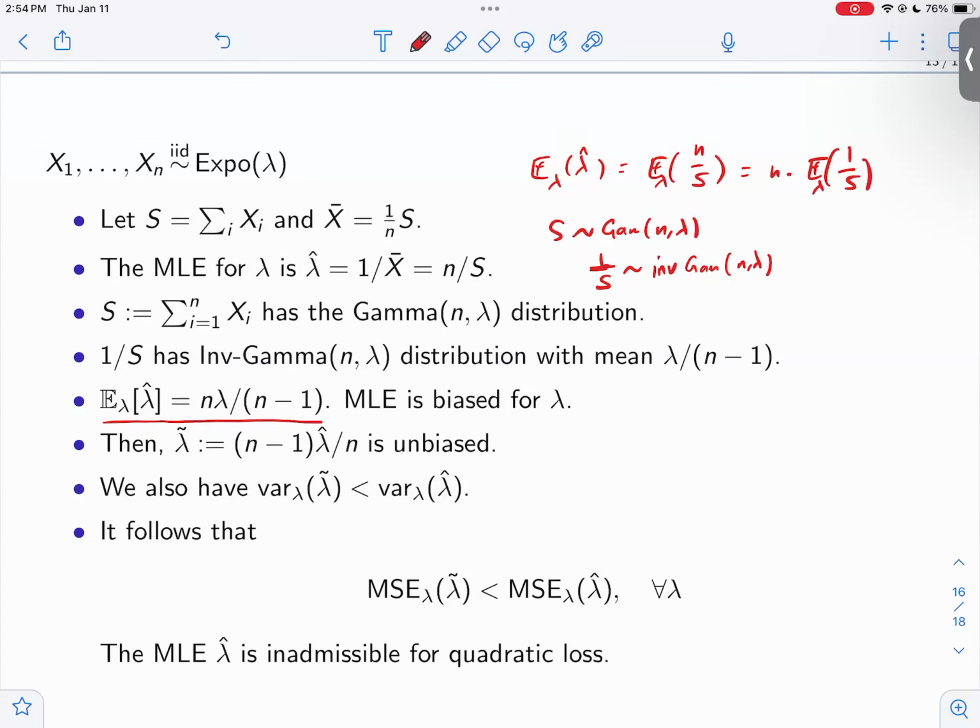Right. So you have the MLE, and you define a new estimator, which is n minus 1 over n times lambda hat. Then the expectation of lambda tilde would be that factor times the expectation of lambda hat. It's linear, so it comes out. So this factor is going to cancel that.